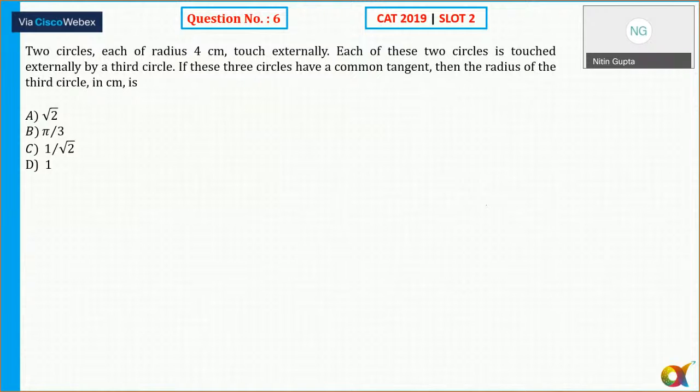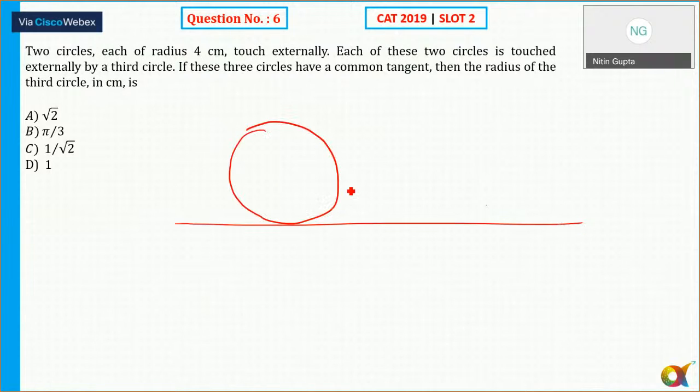Now, question number 6. It says two circles each of radius 4 centimeter touch externally, and each of these two circles is touched externally by a third circle. So basically there is one line, and on that line there are 3 circles lying like this. Each of these 2 circles is touched externally by a third circle. So let me draw. There is another circle like this. Its radius is A, this radius is B, this radius is C.